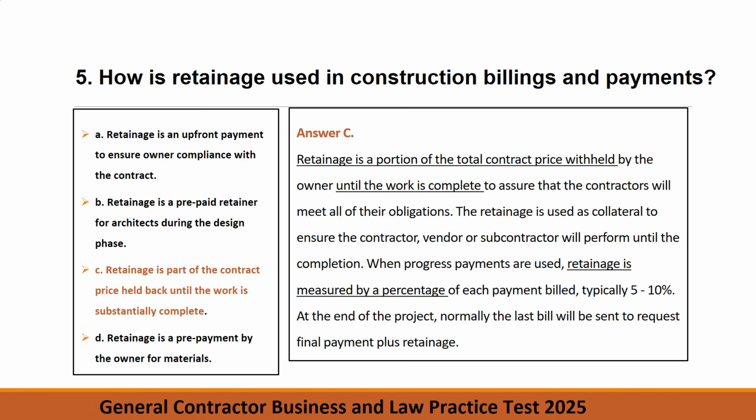Answer C. Retainage is a portion of the total contract price withheld by the owner until the work is complete to assure that the contractors will meet all of their obligations. The retainage is used as collateral to ensure the contractor, vendor, or subcontractor will perform until the completion. When progress payments are used, retainage is measured by a percentage of each payment billed, typically 5 to 10%. At the end of the project, normally the last bill will be sent to request final payment plus retainage.